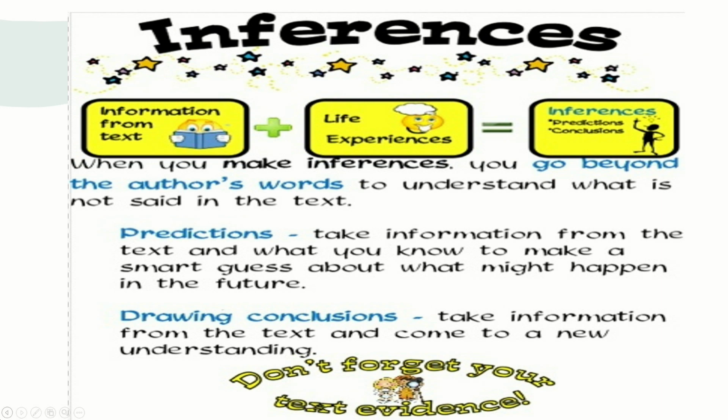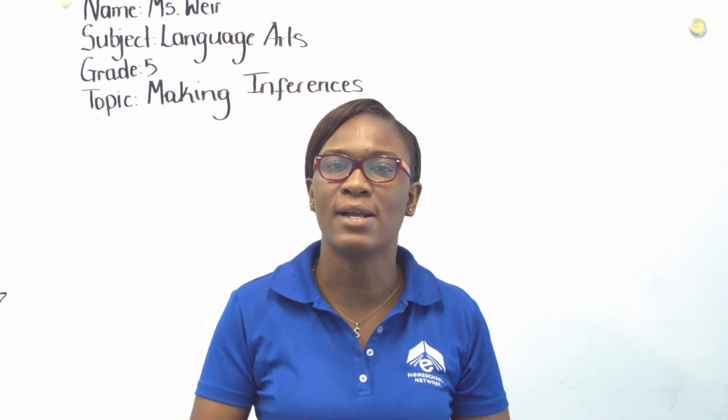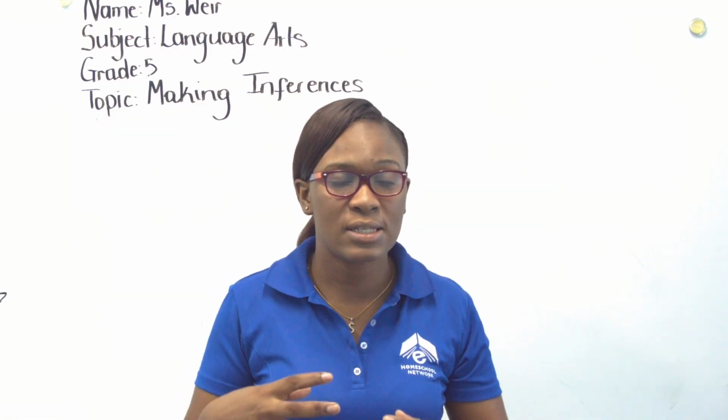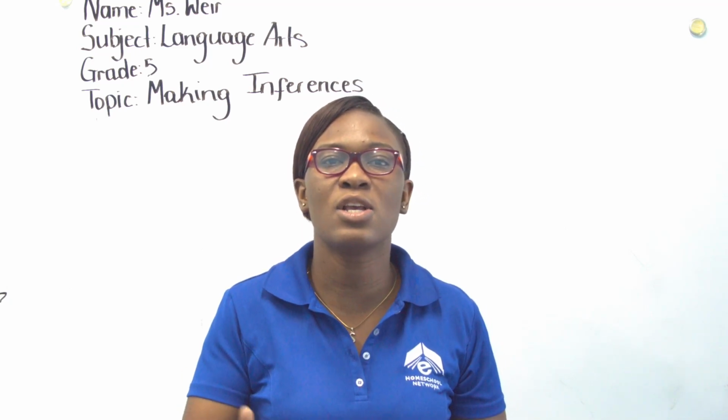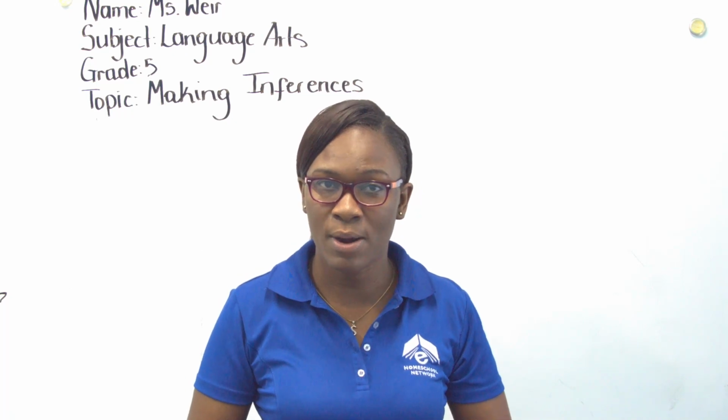When we're talking about predictions, you take information from the text and what you know, which is still the same process of inferencing, to say what might happen in the future. Based on what you're given, this is what you think might happen. And you can still use the same process to draw conclusions, to say that this is what will happen.